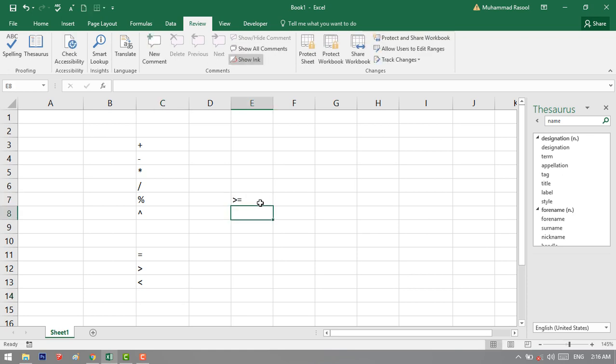This sign is called greater and equal. This sign means smaller and equal, and means one value is smaller and equal to another value. One value is unequal to another value. This is an equality sign.